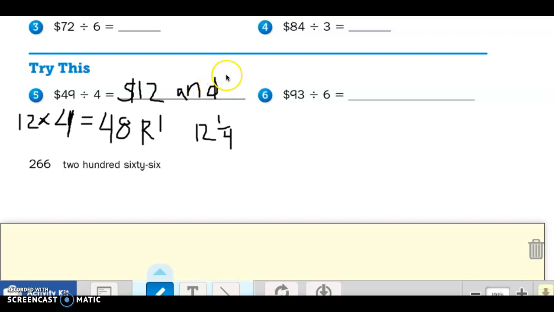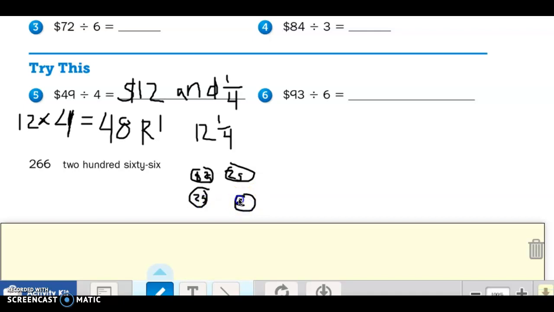I'm trying to think, though, what's another way we could write 12 and 1/4? Well, think about this as 1/4 of a dollar. What are 4 coins that make up a dollar? What are 4 coins, if I have 4 of the same thing, that equal a dollar? Well, I know 25 cents. Oh, I put a dollar, didn't I? So 25 cents and 25 cents and 25 cents.